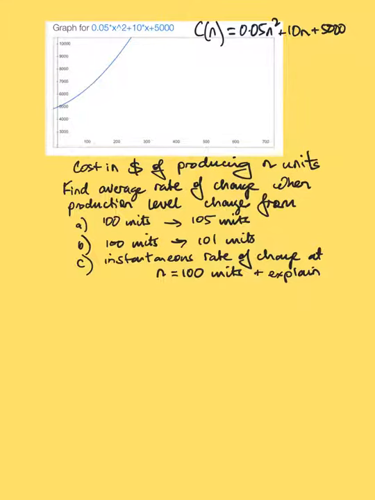This question shows you the cost of producing a certain number of units in a factory, and you're asked to find the average rate of change when the production level changes from 100 units to 105 units, and then 100 units to 101 units, and then it wants the instantaneous rate of change when you reach 100 units of production.